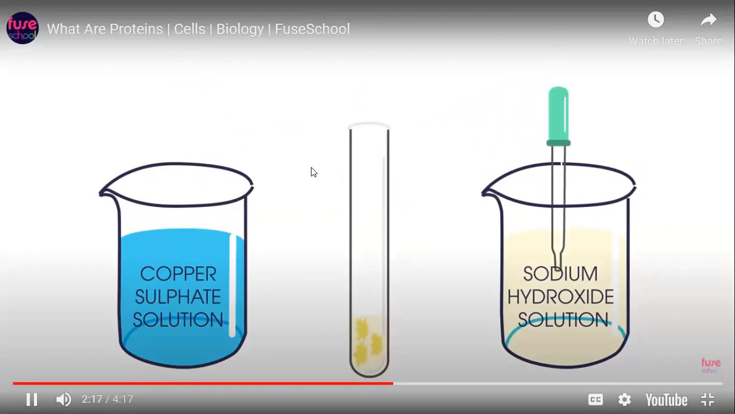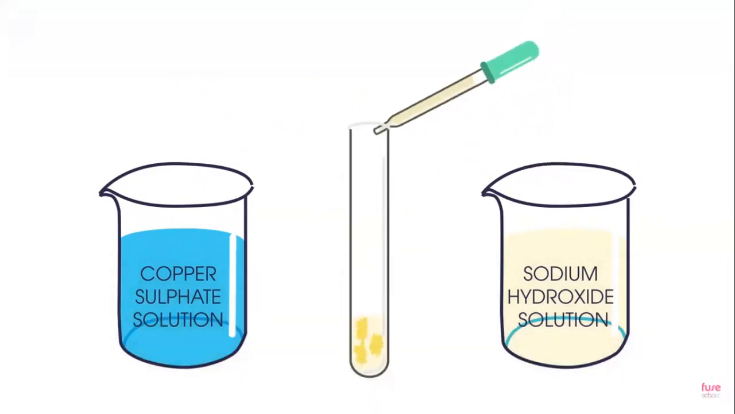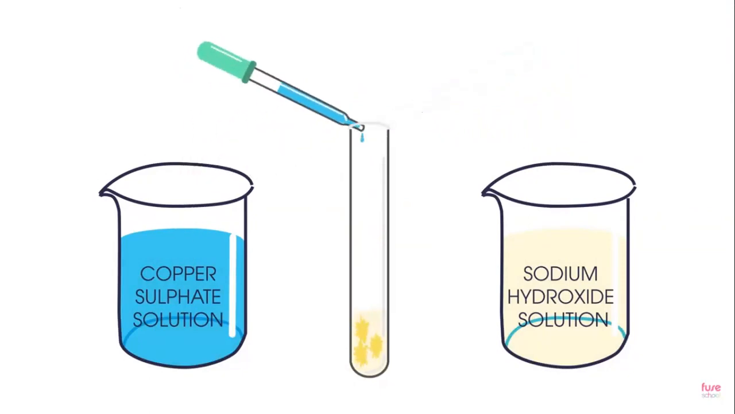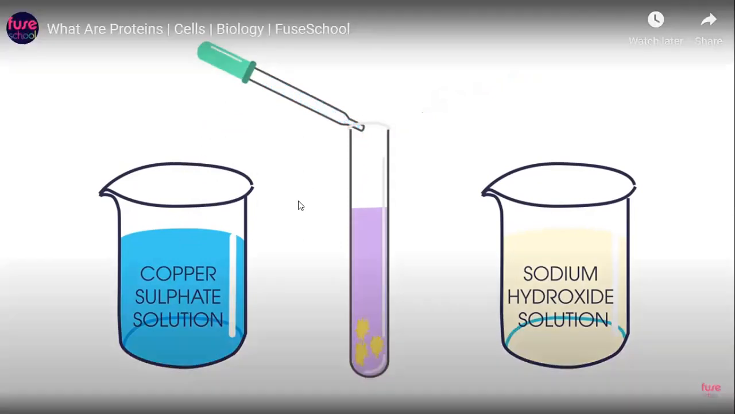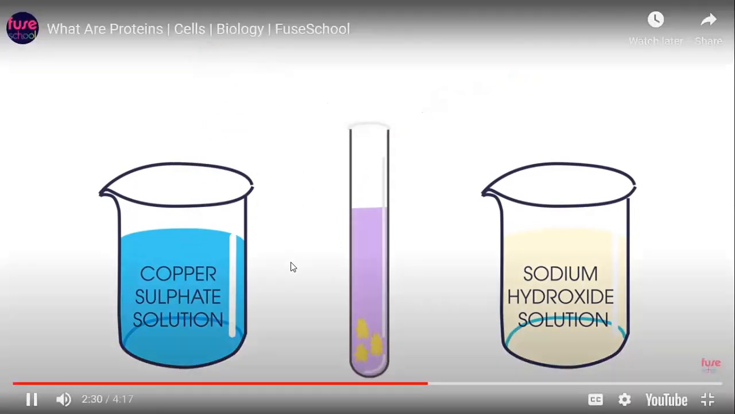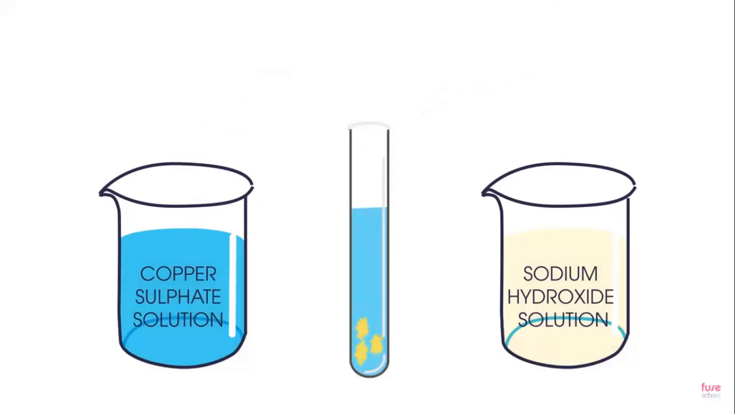Next, add a few drops of sodium hydroxide solution to your food solution. Then a few drops of copper sulfate solution. If the solution turns lilac or purple, the food contains protein. If the food solution remains blue, no protein is present.